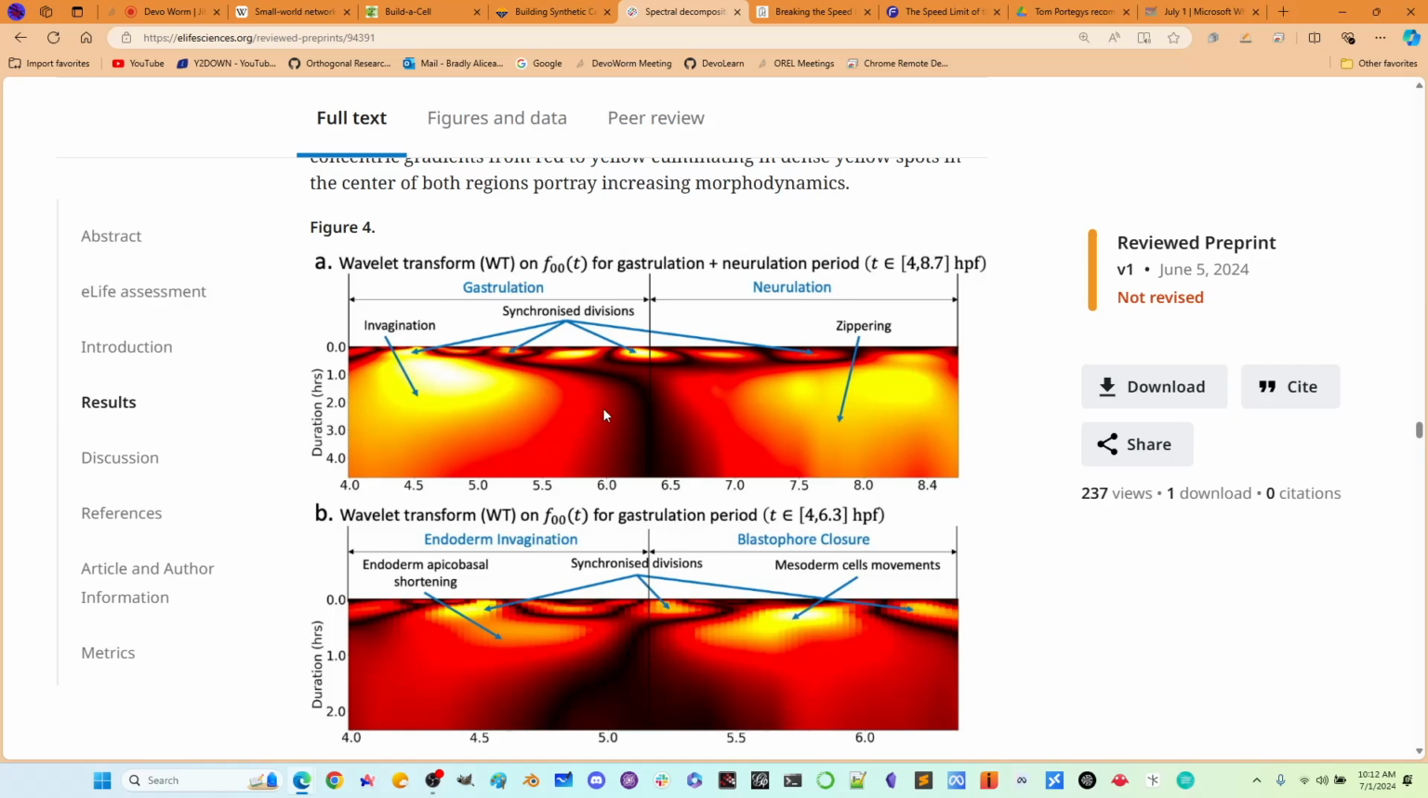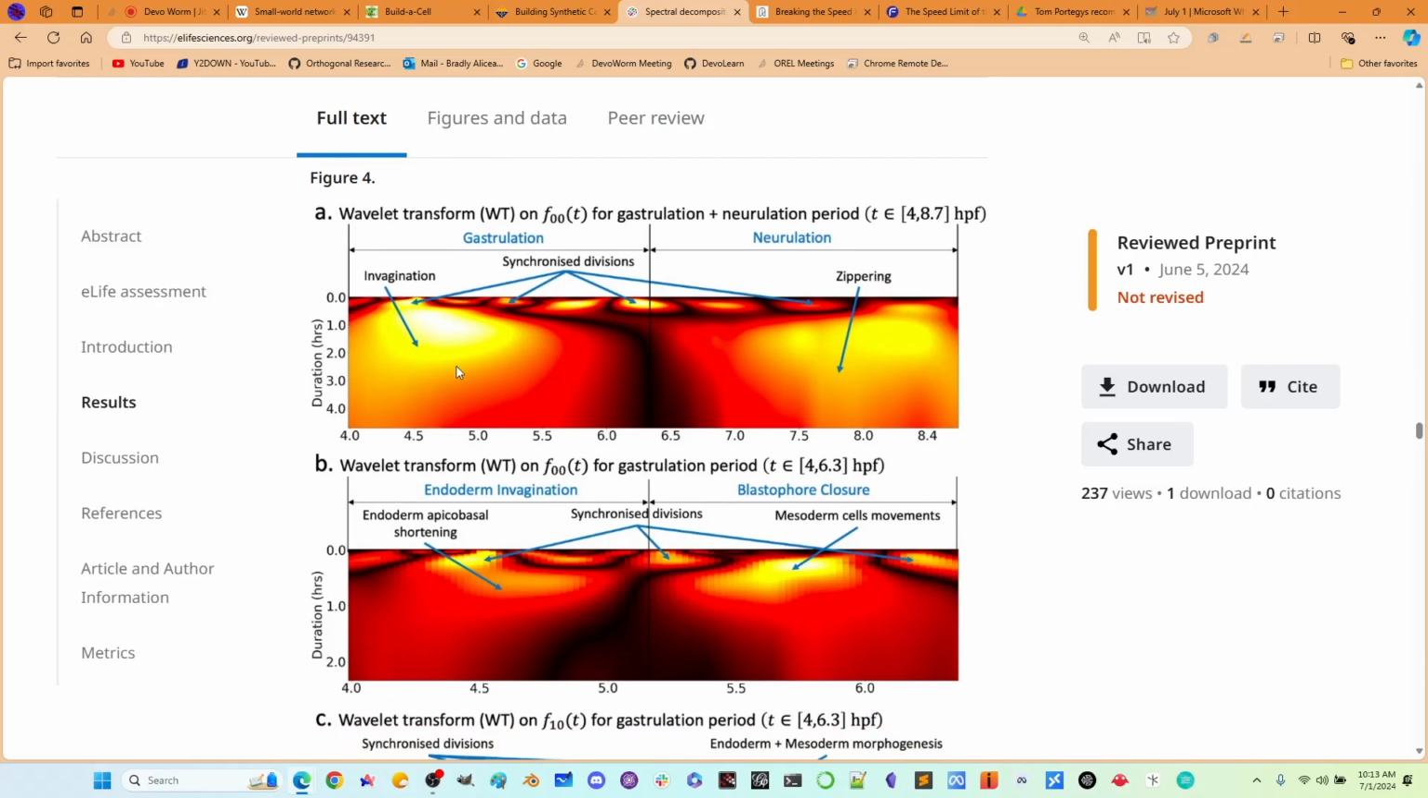So this is the wavelet transform, and again, you're taking these components and plotting them out in this kind of map where you can actually identify these different dynamical modes. So you get the duration in hours here. You go from the top, which is the 1 cell stage, down to 4 hours, and then you get these HPF values, which are from 4 to 8.4.